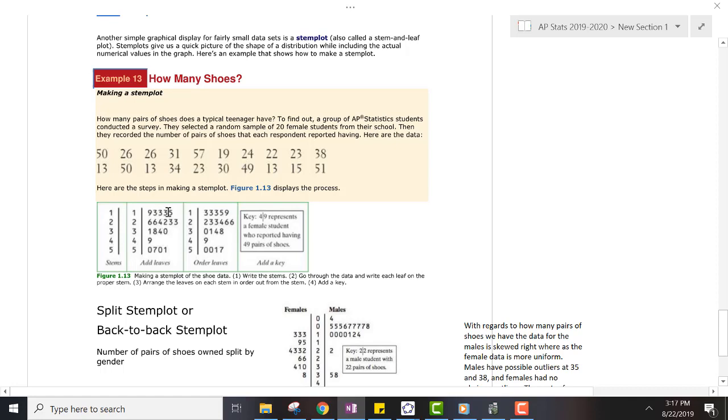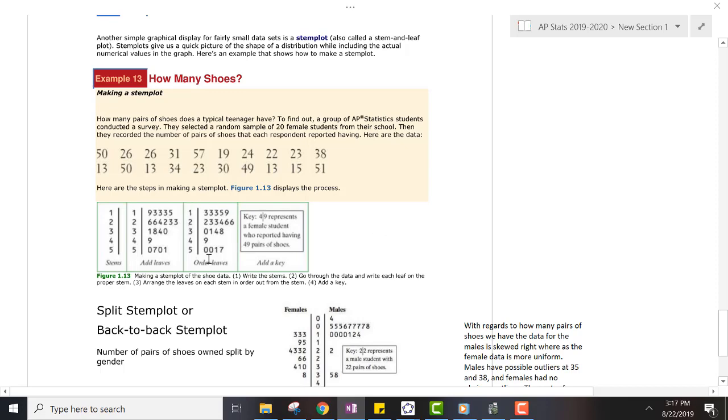Then we add the leaves. So we have a 19, so 1, 9. A 13, 3 13s actually, so we have three 3s here. Go with that 1. So these are our 1 values. And then we need to put them in order. It's always least to greatest. And we always, always, always want a key. So 4|9 represents a female student who reported having 49 pairs of shoes. It wasn't 4.9. It wasn't 490. It was 49 because the key told us so.